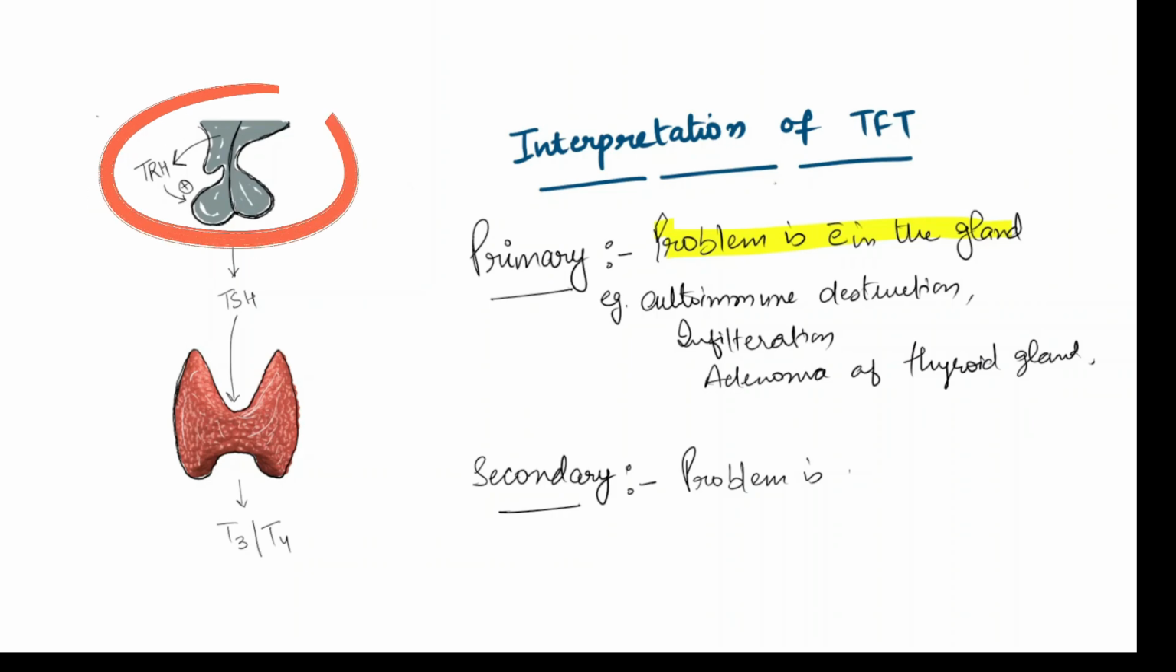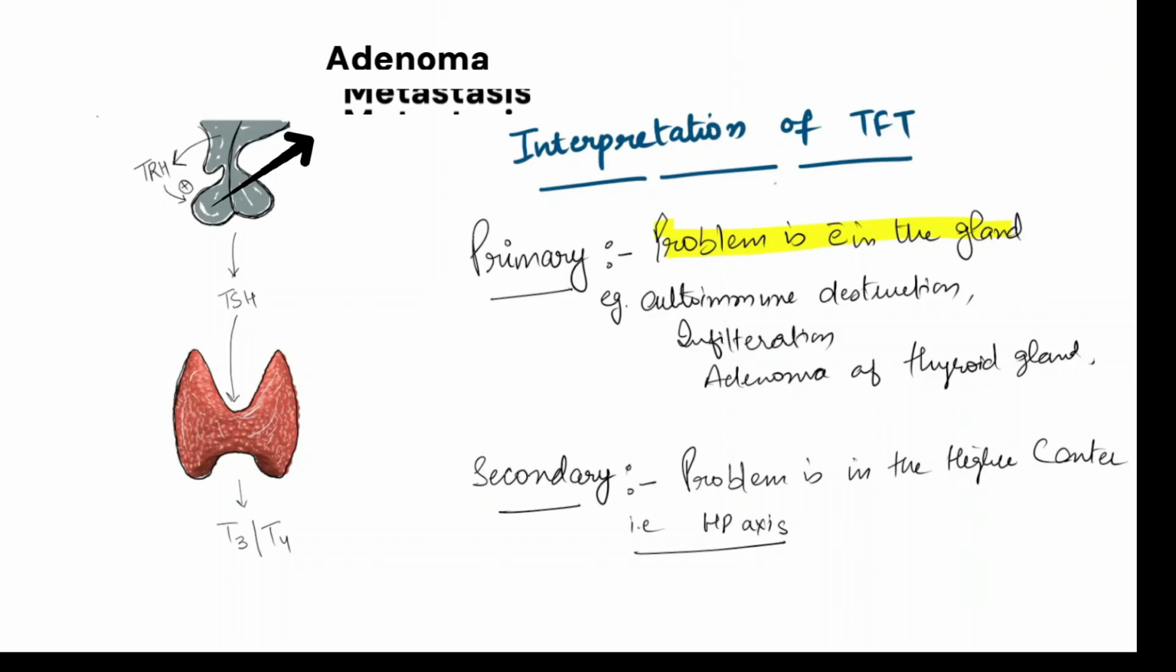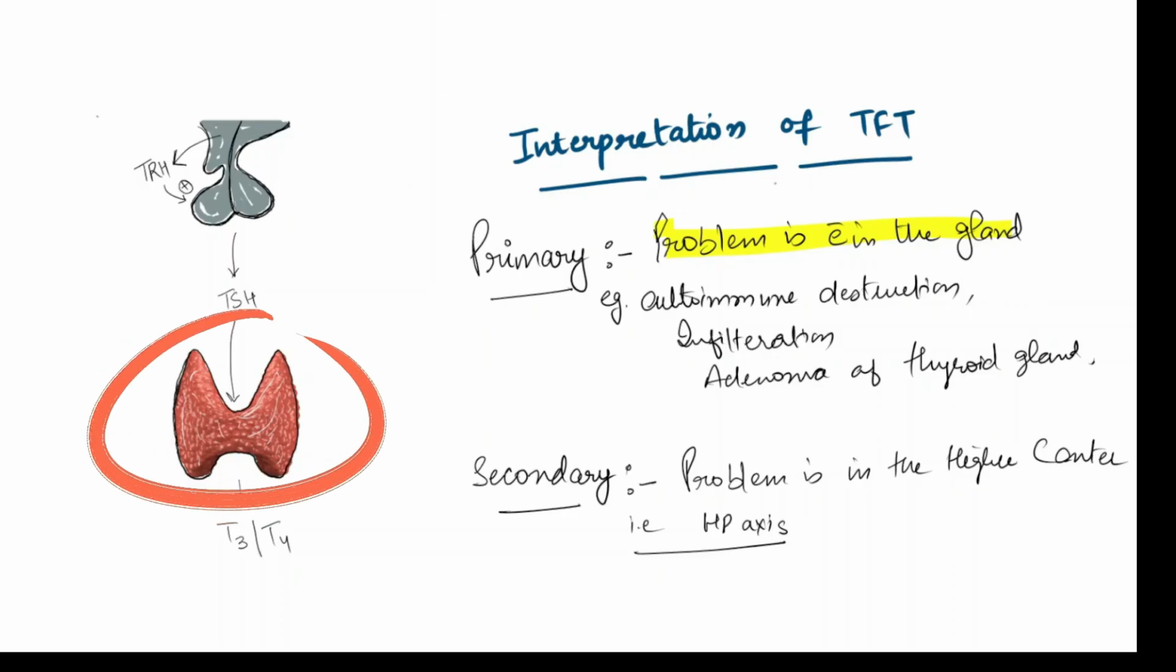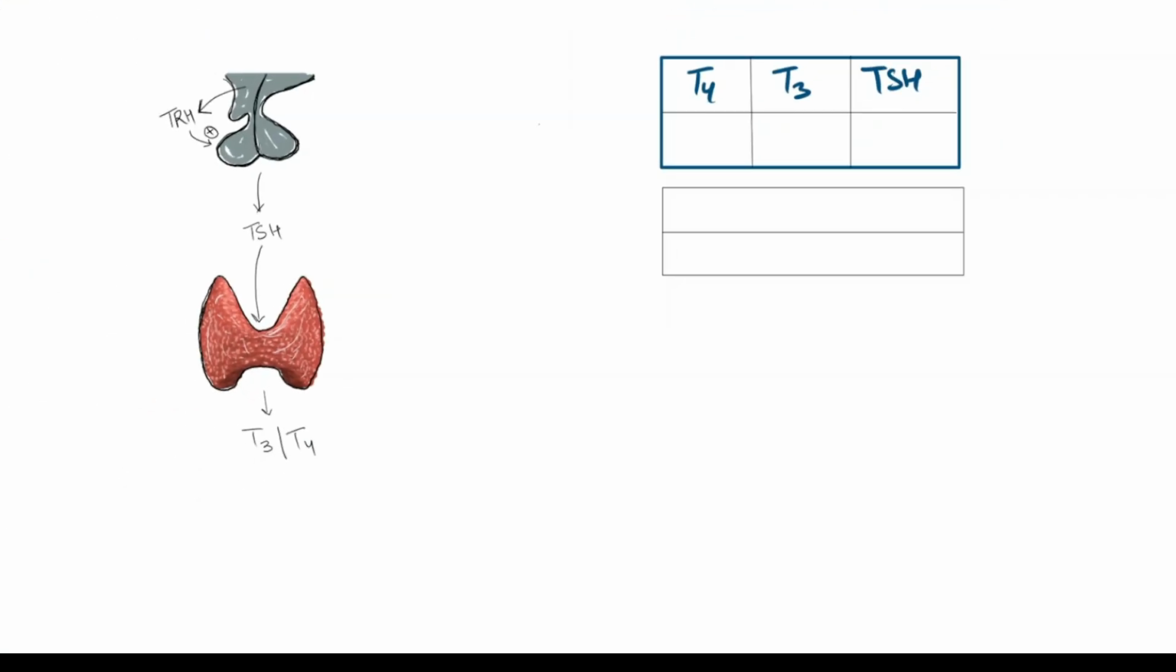Secondary, when the problem is in the higher center, that is, the problem is in the hypothalamo pituitary axis, when there is disruption of the hypothalamus pituitary axis. For example, when there is adenoma, metastasis, or infiltration within the pituitary, resulting in a decrease or increase in the secretion of TSH, and ultimately there is an increase or decrease in the synthesis and release of T3 and T4 level. So primary when the problem is within the gland, and secondary when the problem is in the higher center, for example the hypothalamus pituitary axis.